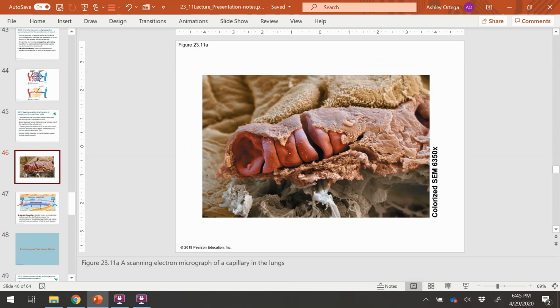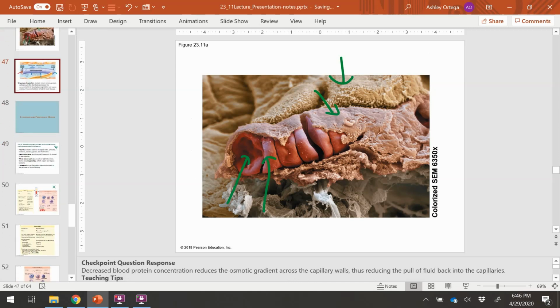And so here you can see a scanning electron micrograph of a capillary in the lungs. Here, this would be part of the alveoli. This is your capillary, and then these are your red blood cells right here. So it's very neat to see in real life pictures what that looks like.